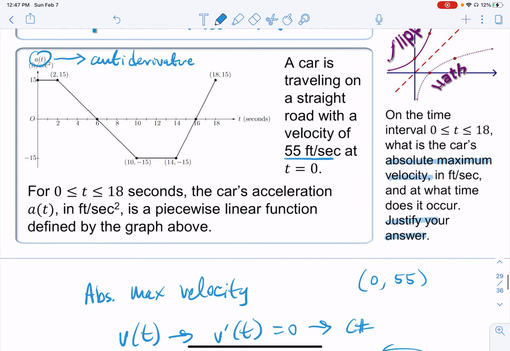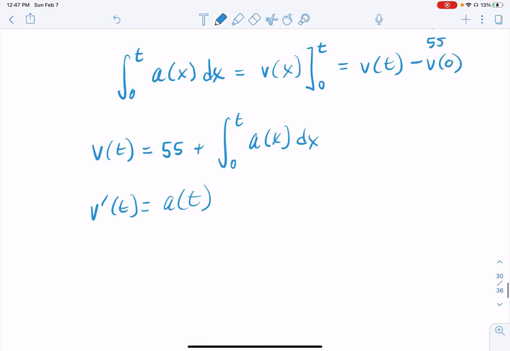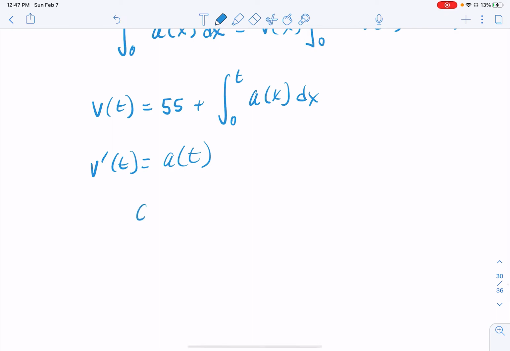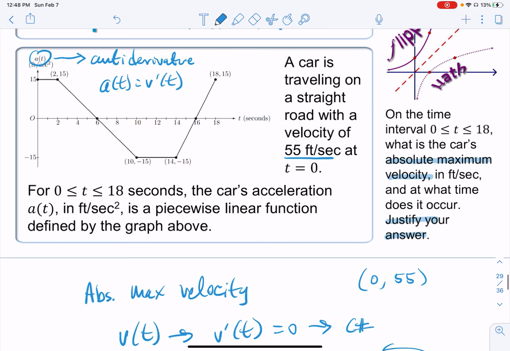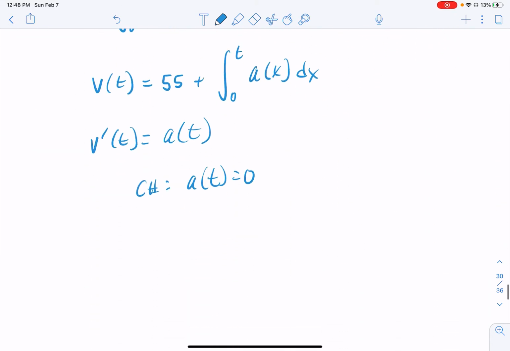And that's the graph that we have, right up here. So, of course, doesn't that make sense that this a of t is equal to v prime of t? And I needed that so that I can set this thing equal to 0 to find its critical numbers. So its critical numbers would be where a of t is equal to 0. And that happens at 6 and at 16. T equals 6 and 16 seconds.